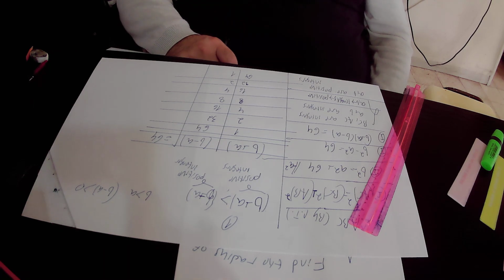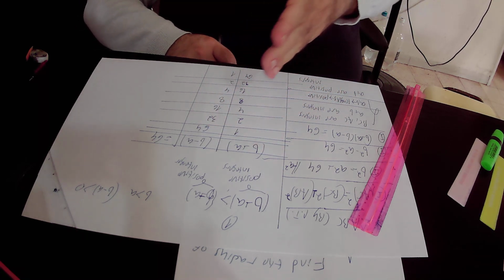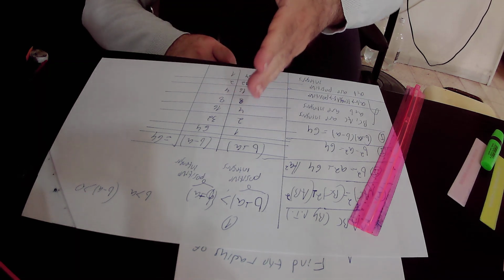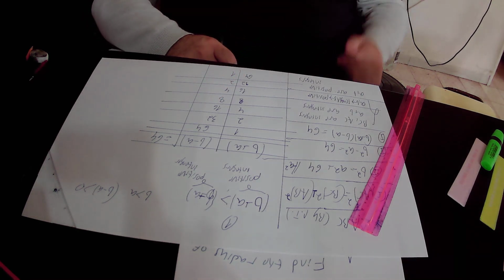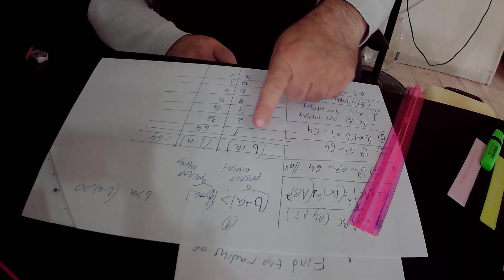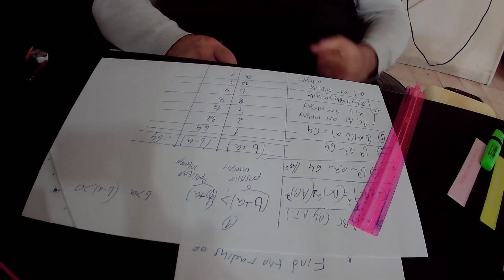Okay, so we have here 7 possibilities for the solution to the question. But because of the fact that we found out that b plus a must be greater than b minus a, it means that the first column must be greater than the second column.